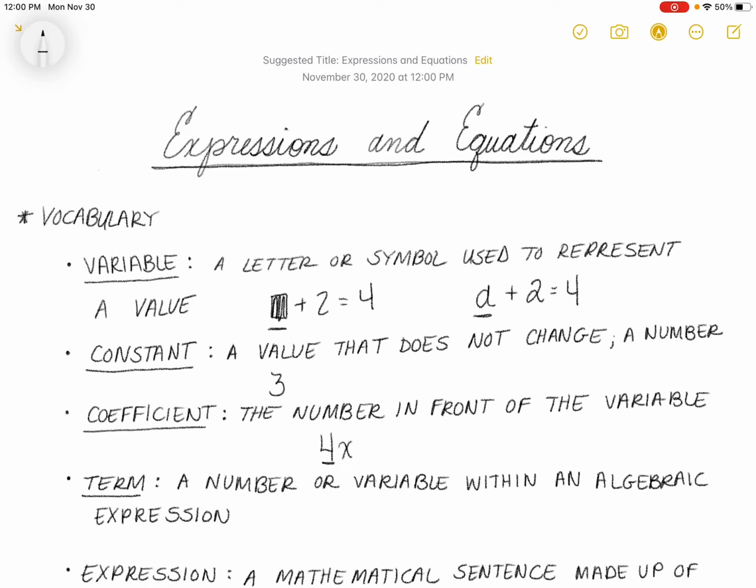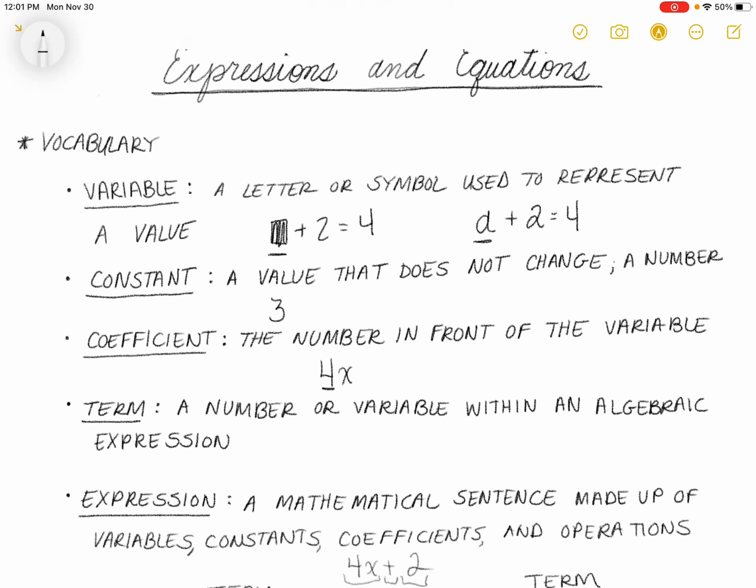In expressions, you will have a term. A term is simply a number or variable within an algebraic expression. So expressions are made up of terms, and terms are made up of numbers or variables. Now that's just a quick recap over some of our vocabulary. You would have seen that in 6th grade, but we just wanted to go back over that again.